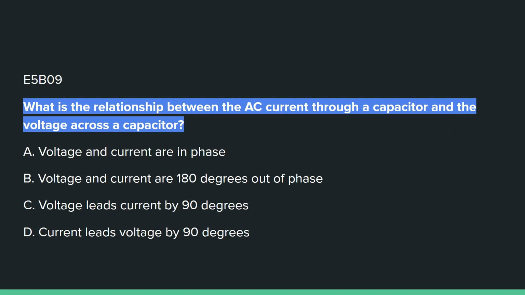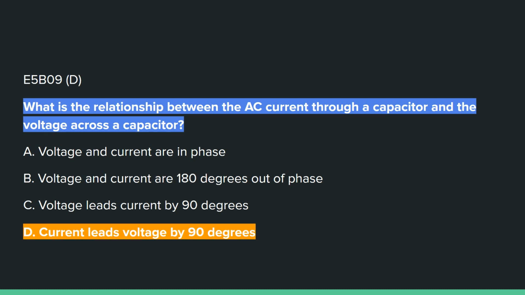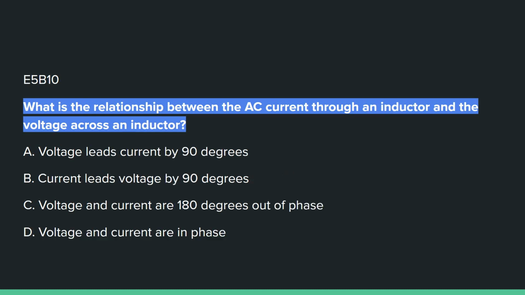E5B09, what is the relationship between the AC current through a capacitor and the voltage across a capacitor? D, current leads voltage by 90 degrees. E5B10, what is the relationship between AC current through an inductor and the voltage across an inductor?